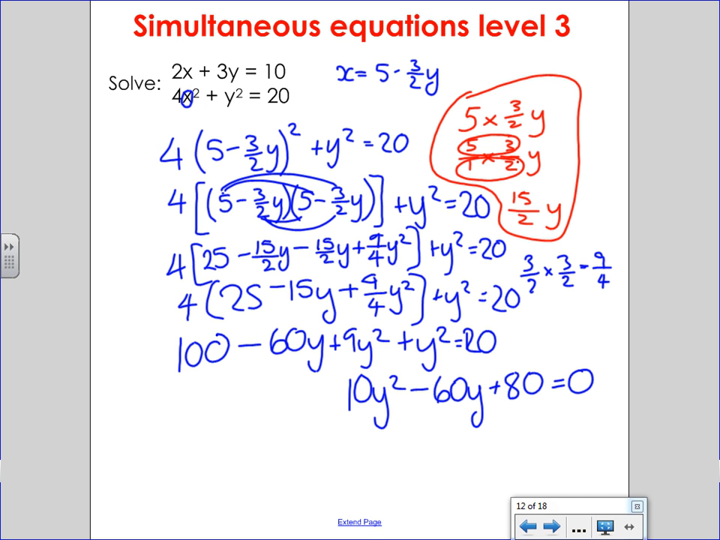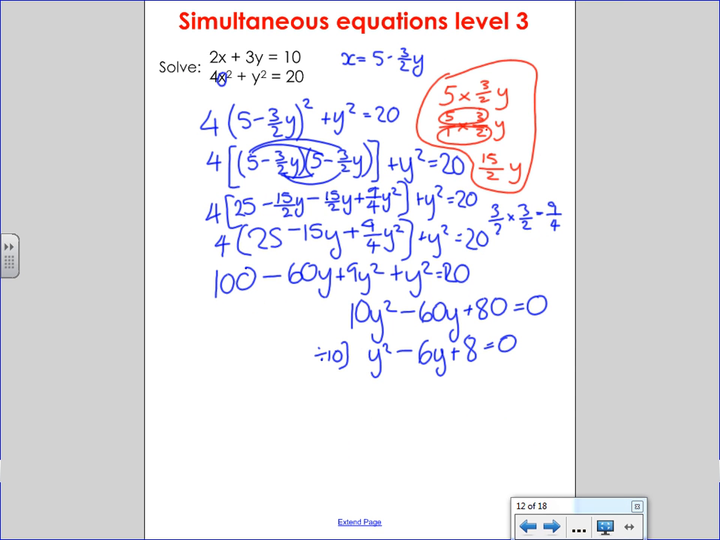It's a quadratic, so we're going to factorise, complete the square, or use the formula. But because everything is divisible by 10, and we've got equals 0, it might be nicer to divide everything by 10, left-hand side and right-hand side. Then the equation still holds, and it might be nicer to solve. So 10 divided by 10 is just 1, so y squared, and that becomes 6y, and that's an 8. That does look a lot nicer, doesn't it?